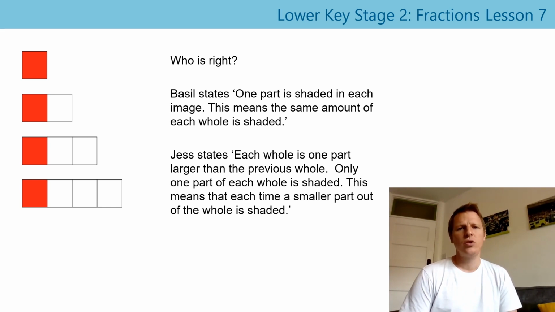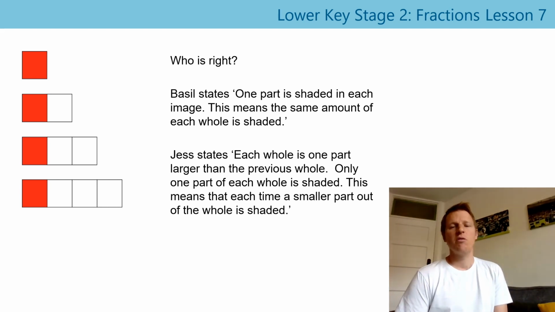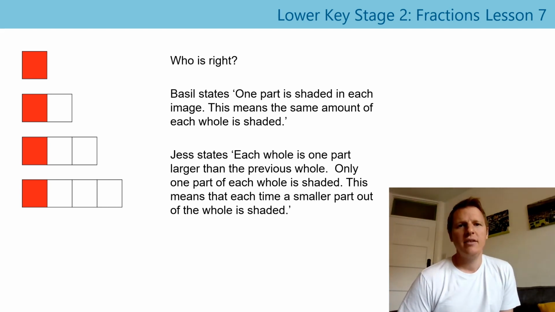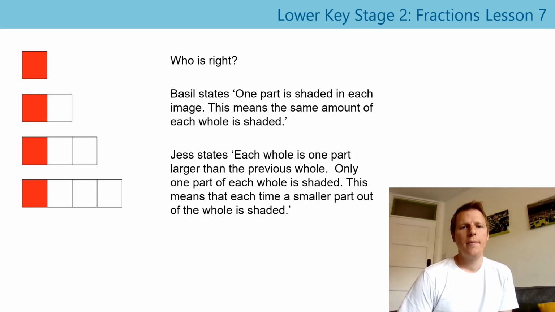I want us to read 2 statements and work out which statement we agree with, or do we disagree with both, or do we agree with both? Let me read the statements. So, Basil states that one part is shaded in each image. This means the same amount of each whole is shaded. Jess says each whole is 1 part larger than the previous whole. Only 1 part of each whole is shaded. This means that each time a smaller part out of the whole is shaded.